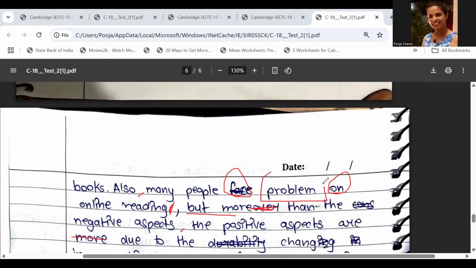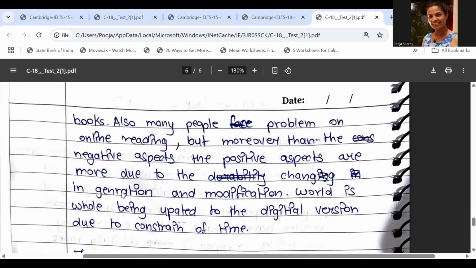This problem is a very vague word. You should say many people face problems like, or you should say to read online, there could be problems of availability of gadgets or maybe continuous electric supply. Not many people have this luxury, right? And give a full stop. And then you should say, however, or although it has got negative sides, the positive sides outweigh the negative one. And then I understand that you are somewhere on the side where you are partially agreeing. The positive aspects are more due to the change, I don't know, in generation, change is missing.